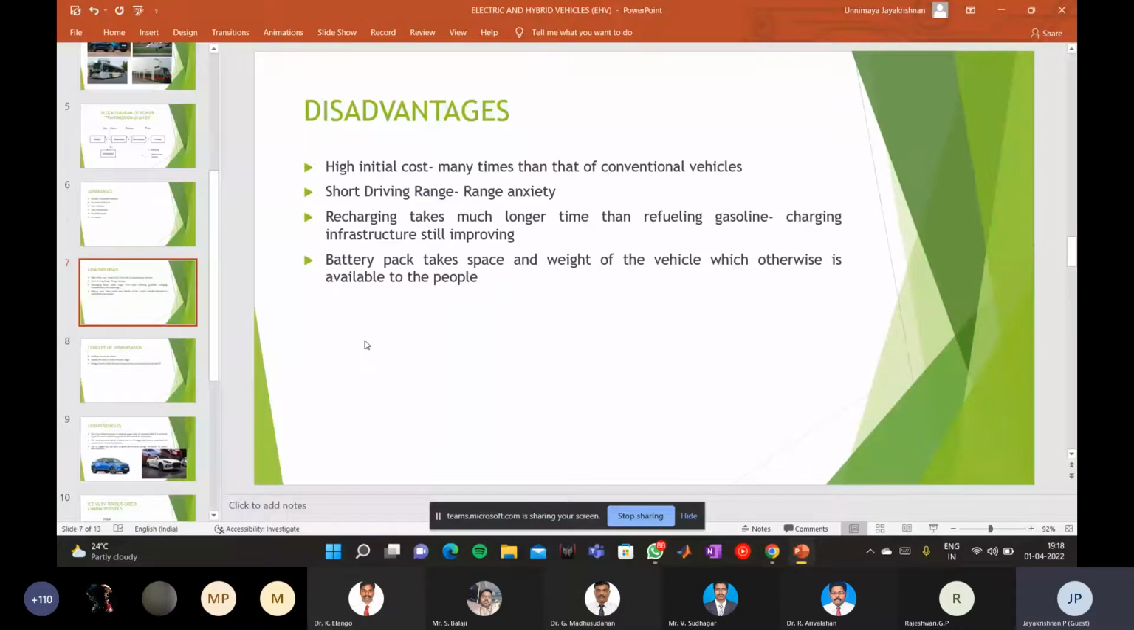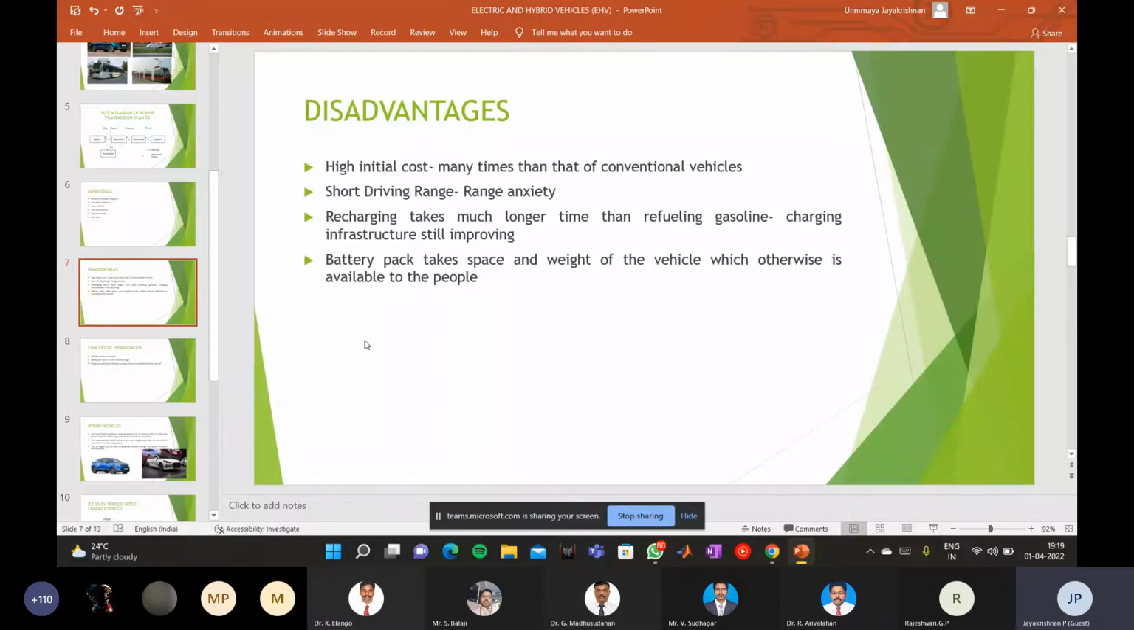Next is range anxiety. The EV has only a battery, and that battery will have a particular amount of charge in it. So the range will be a little bit of a problem. Range anxiety will be there, whether we will reach the destination safely or be stuck somewhere in between. So that's a slight disadvantage. But there are EVs which have a very high range nowadays, but the cost is much higher.